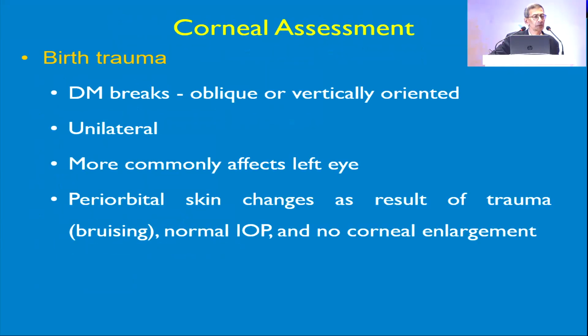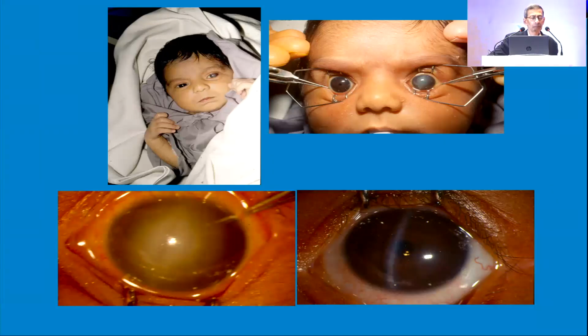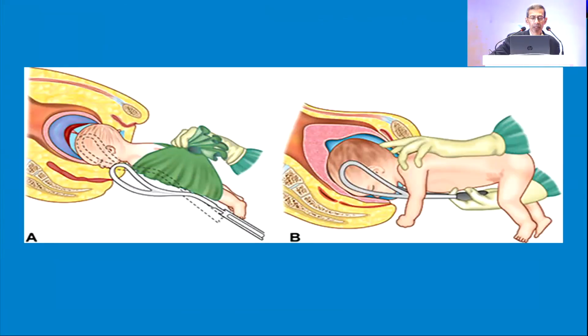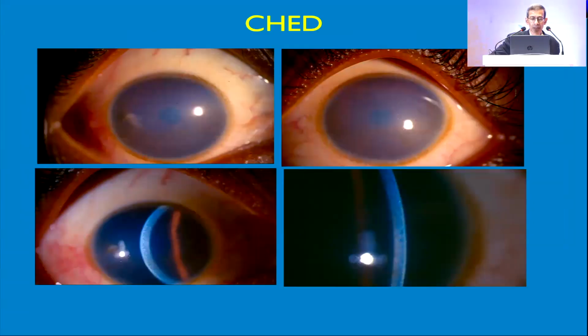I'll come to some differential diagnoses. This is a patient who was referred to us 2 hours after birth with a note that the patient had unilateral congenital glaucoma, referred by the obstetrician who delivered the child. But forceps application was there, and actually it is a case of birth injury mimicking primary congenital glaucoma. The disease appears to be more common on the left side because of the LOA position of the presenting part.